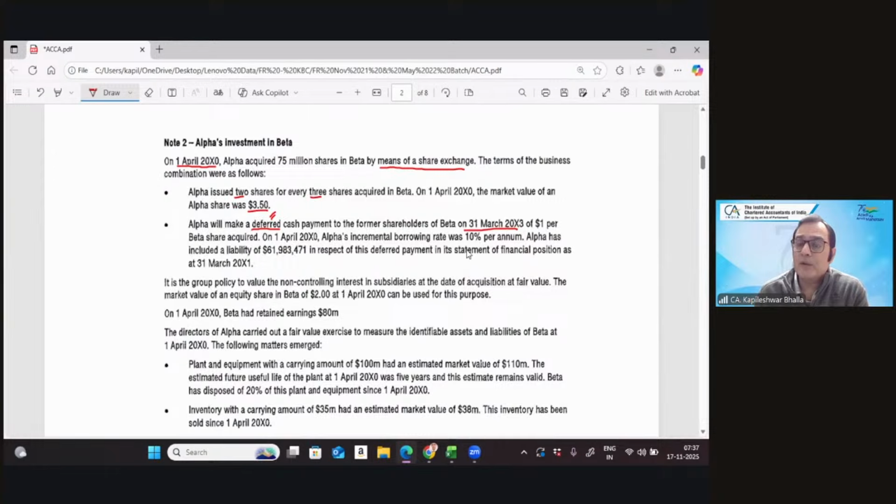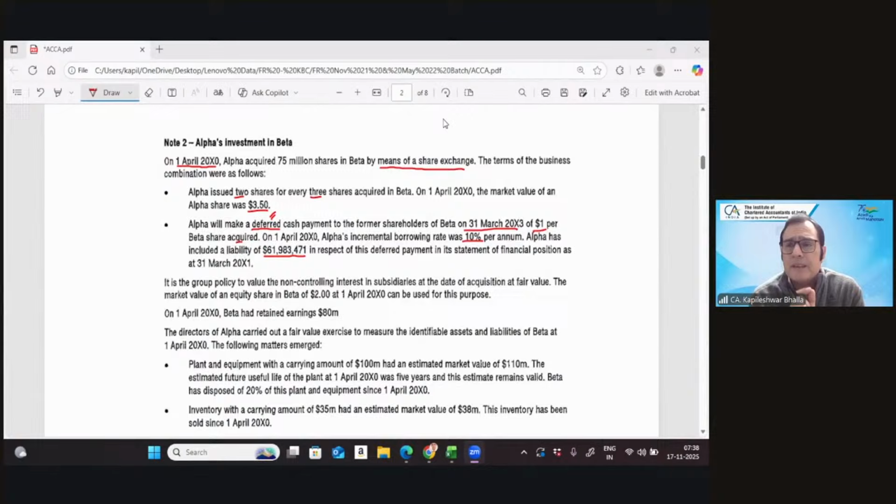So it says we're going to make a payment on 31st March, $1 per share acquired. Then he says on 1st April X0, the incremental borrowing rate is 10% per annum. Alpha has included a liability which is defined in respect of this deferred payment. And that's right, the DC you rightly said is a present value of the future payment to be taken in the PC. Wonderful.